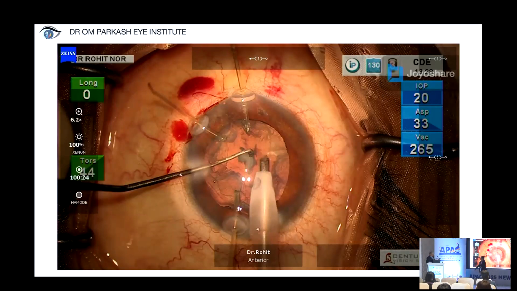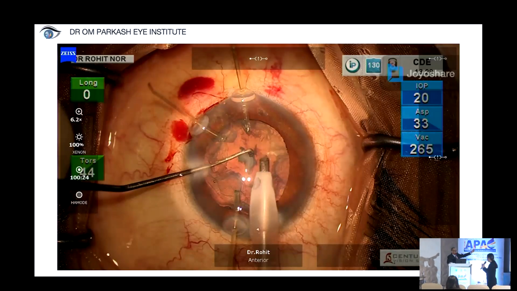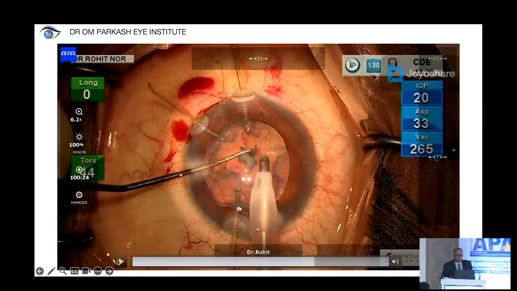And you don't use an injector, do you? I use an injector. So you use the injector through that side port? Yes. No, through the main incision. Through the main incision. Okay. So this part is done, so the nuclear scaffold has been used.